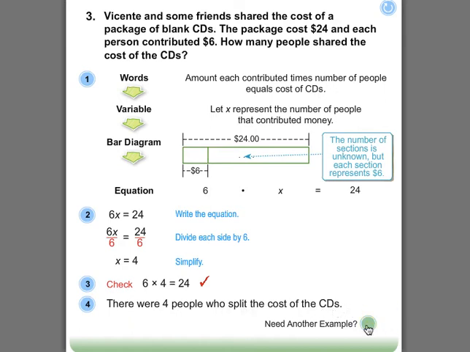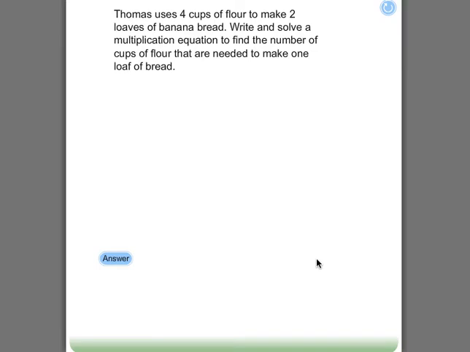Okay, here's another example. Thomas uses 4 cups of flour to make 2 loaves of banana bread. Write and solve a multiplication equation to find the number of cups of flour that are needed to make 1 loaf of bread. There's the answer.